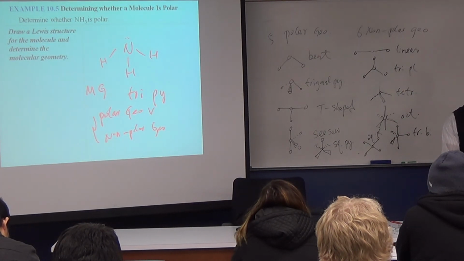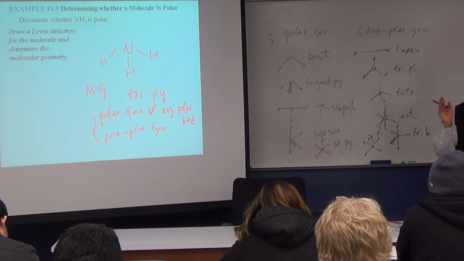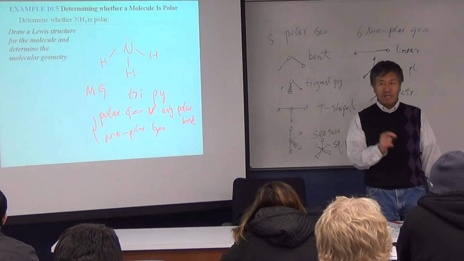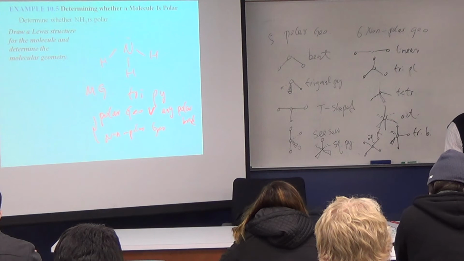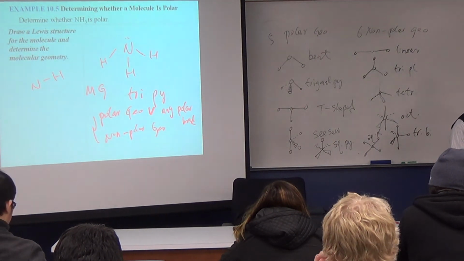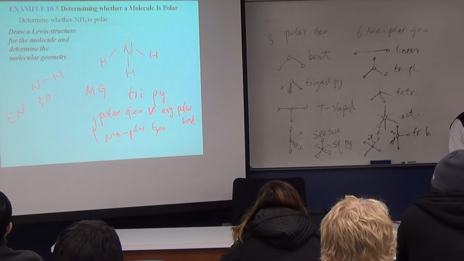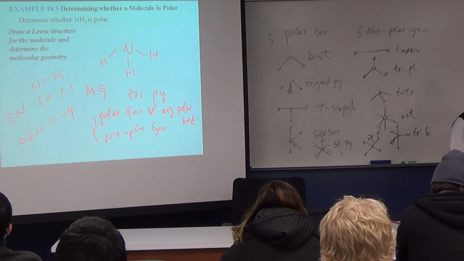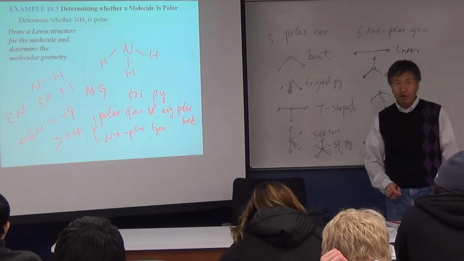Now if you have this kind of geometry, your molecule will be polar if you have any polar bond. For this geometry, no matter whether the bonds are all the same or all different, if one is polar and the other non-polar, what bond do we have in this geometry? We have N and H. For the bond between N and H, you use the electronegativity. The electronegativity of N is 3.0, and for H it is 2.1. So delta EN becomes 0.9, which is larger than 0.4. Anything larger than 0.4 is polar, so we have a polar bond.